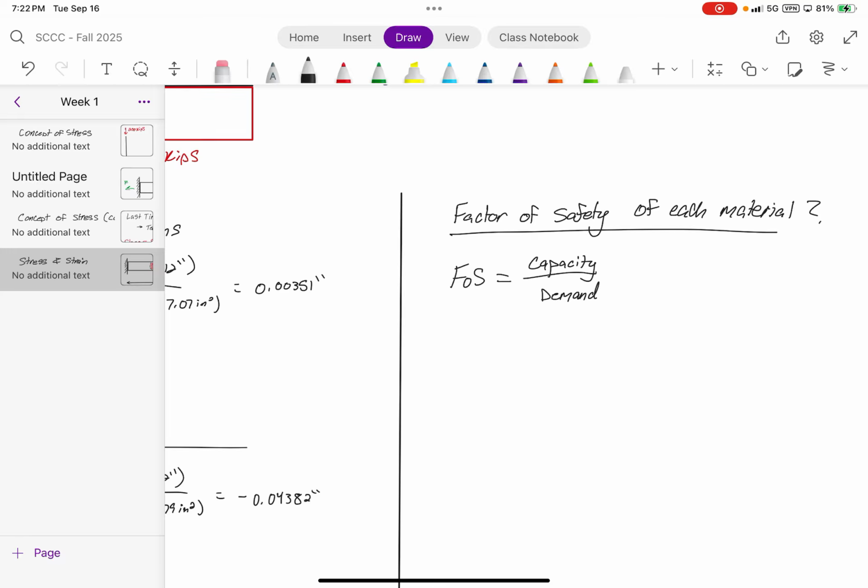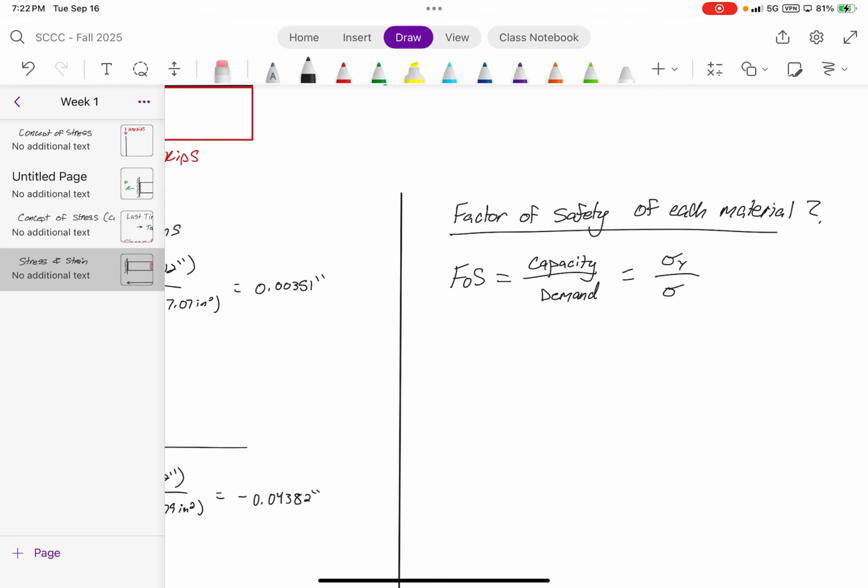So, a way that we can think of this is sigma y, the yield strength of the material, over sigma, where sigma is the applied stress in the material. So sigma y is a material property. Sigma is the applied stress.